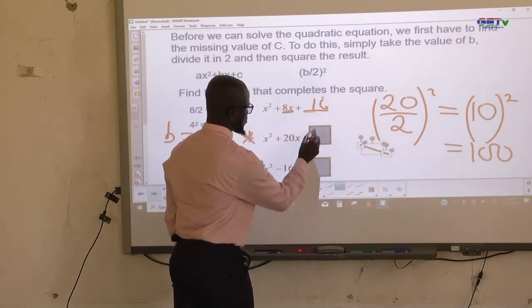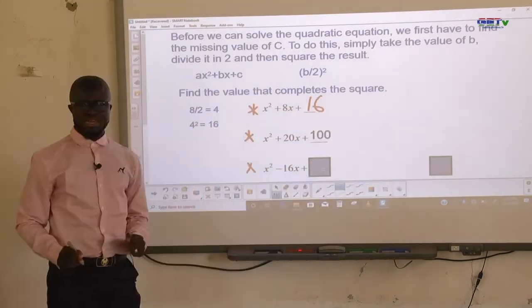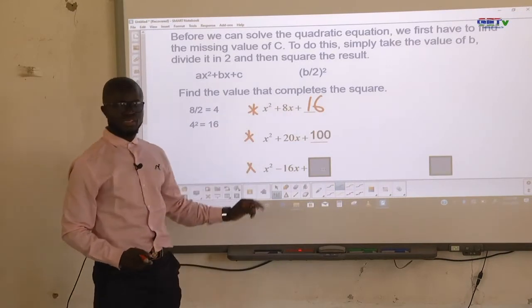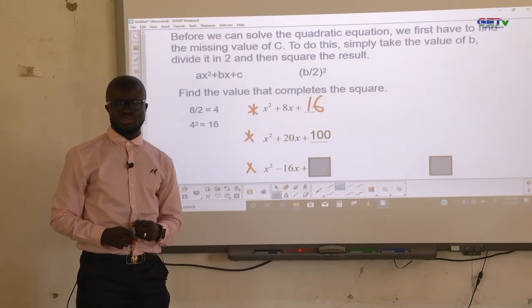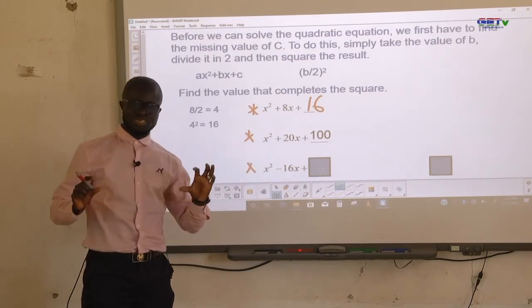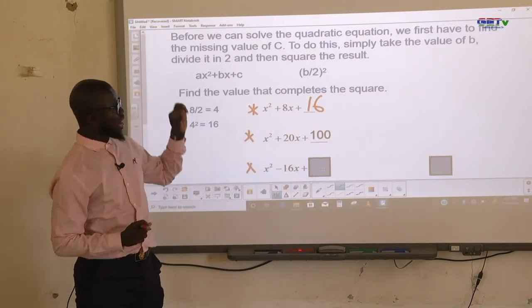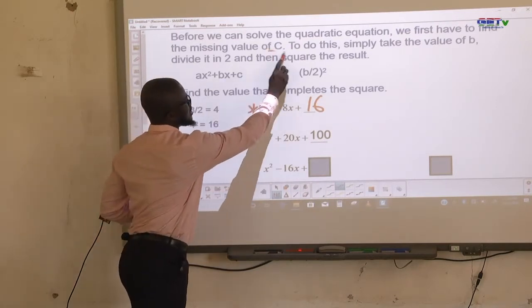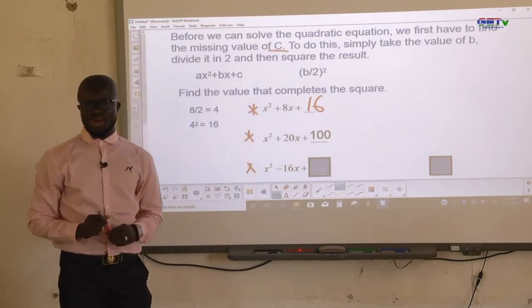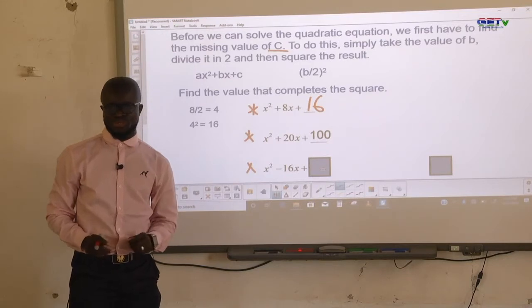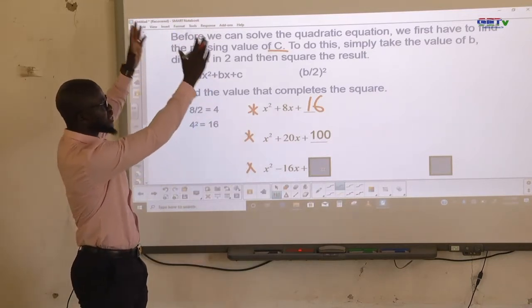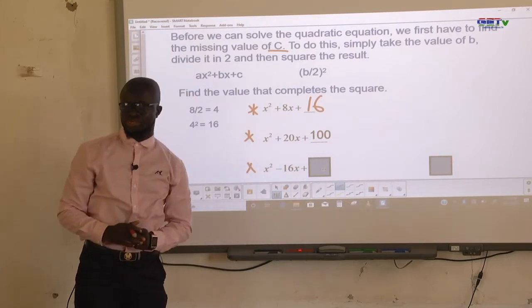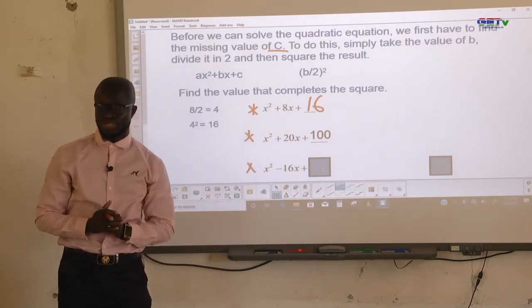Okay. The expression is x squared minus 16x plus a box. The box is an empty space provided, and it represents c. We are finding the constant of the expression. But remember, I said this not by magic. I gave you all the rules that you need to follow to get the answer. Can we follow the same rules again?